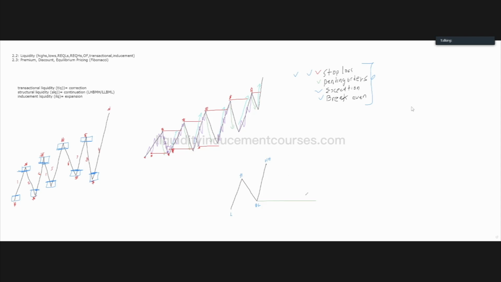Now, if price fails to come here and price comes to this level, for example, and then pushes higher again, everybody, does my inducement liquidity stay here or has it moved to here? It moved here. Why? Because here is now the new higher low. So inducement liquidity in an uptrend is always found in the new higher low. And in the downtrend, it is found in the new lower high. Here, that's the new lower high.